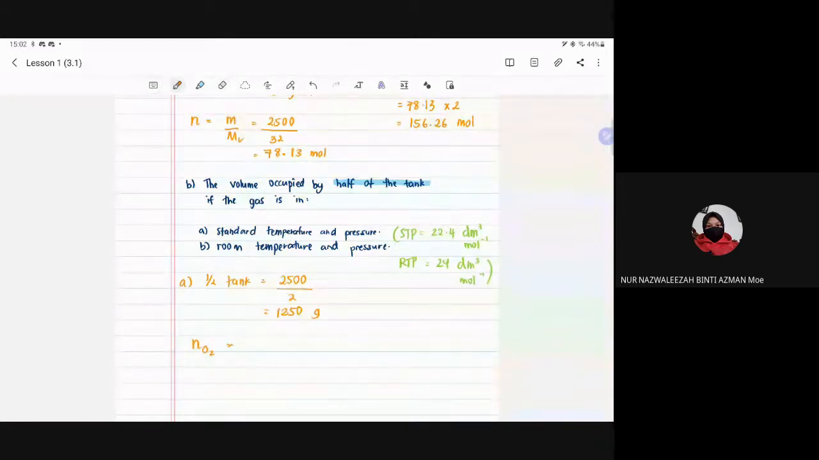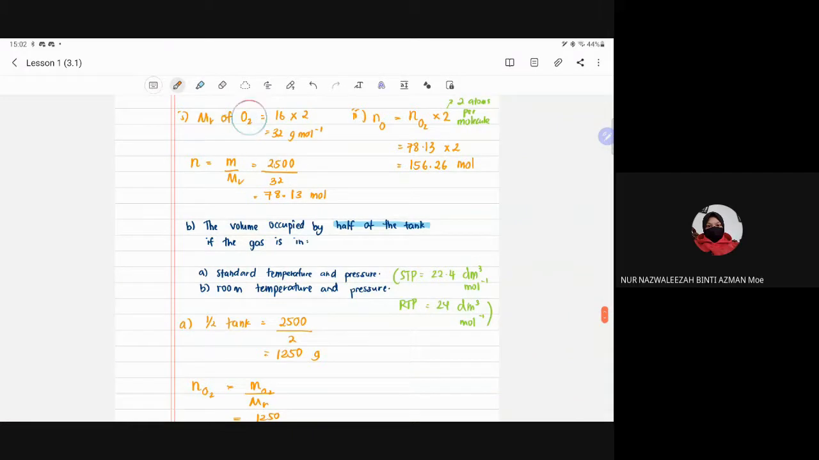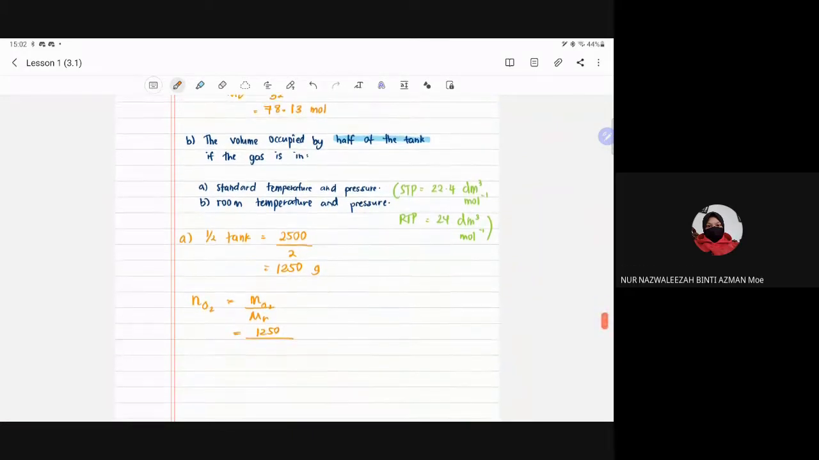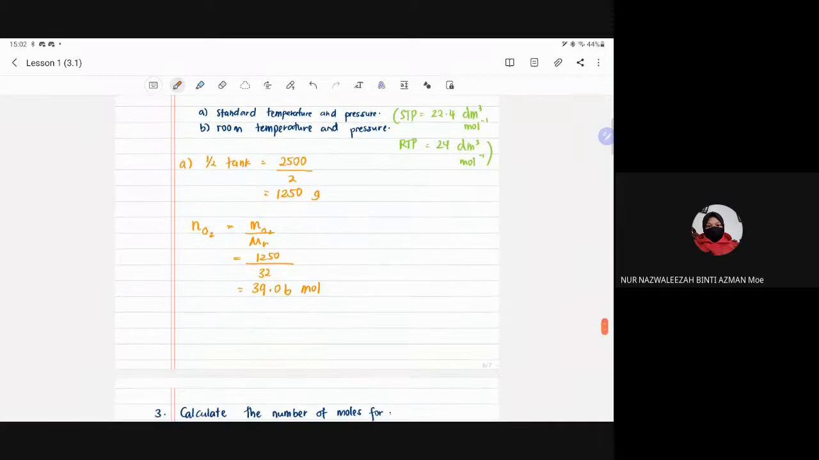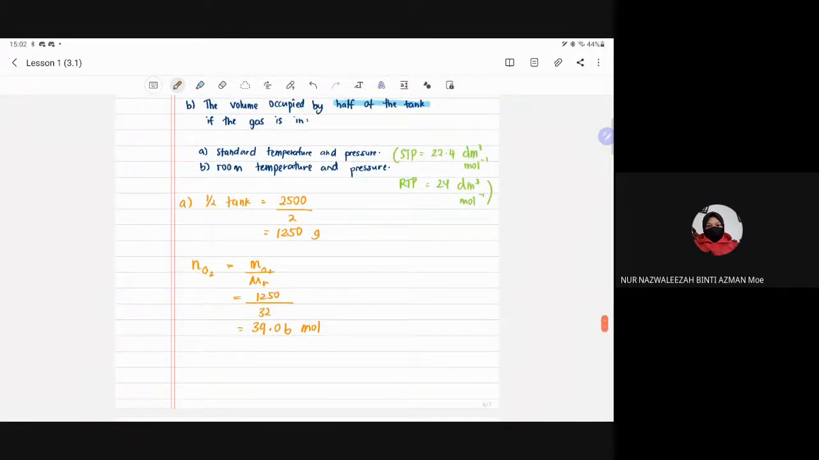Number of mole of O2 is equals to M of O2 divided by MR, sama dengan 1250 divided by MR dia adalah 32, sebab tadi kita dah darab 2 tu kan. Ini adalah MR of O2. So, divide by 32. So, 1250 divided by 32, you should get 39.06 mole. And now, bila dah dapat number of mole, kita nak tengok.